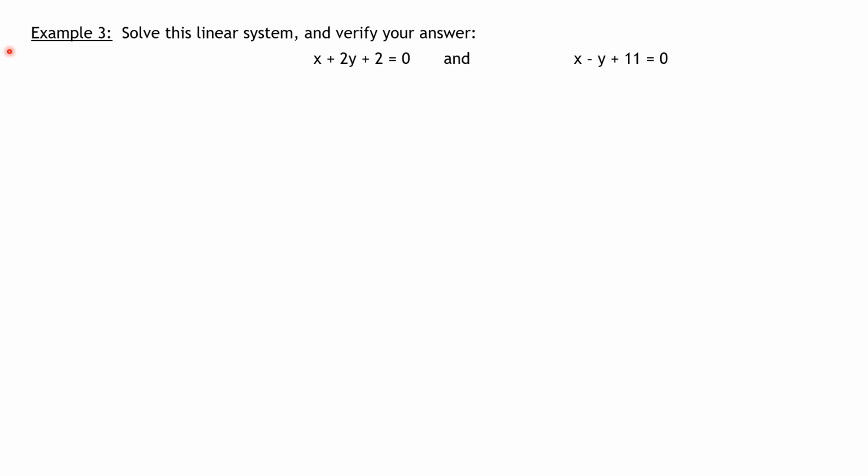Example 3. Solve this linear system and verify your answer. Okay, remember what system means? I told you that on the very first screen. A system means more than one line, which is everything we've been doing. That's a linear system. Here's an equation in standard form, and they're both in standard form actually.